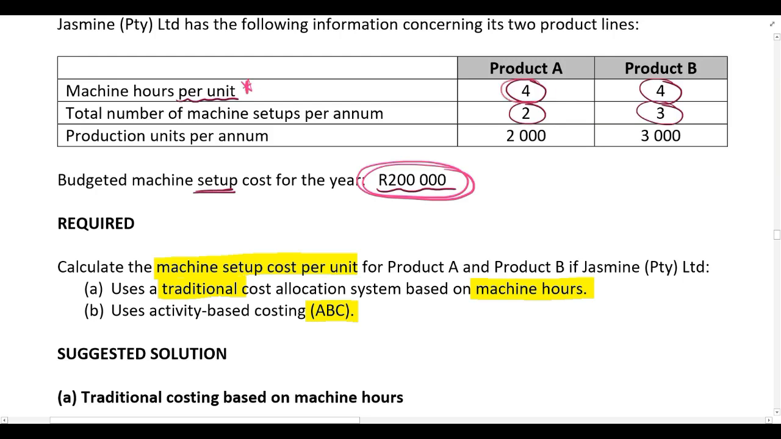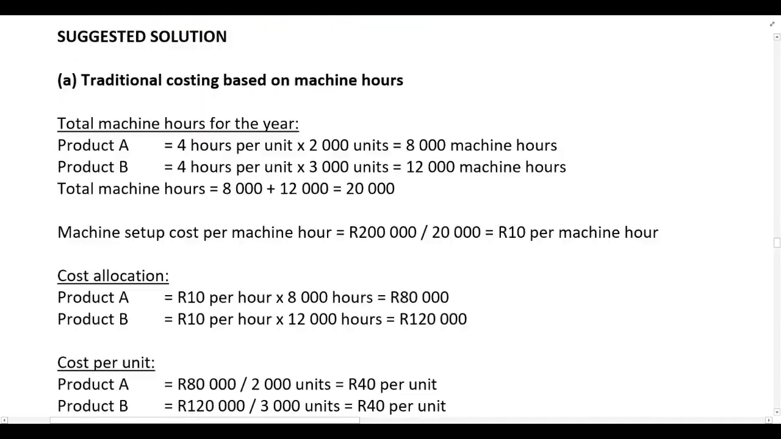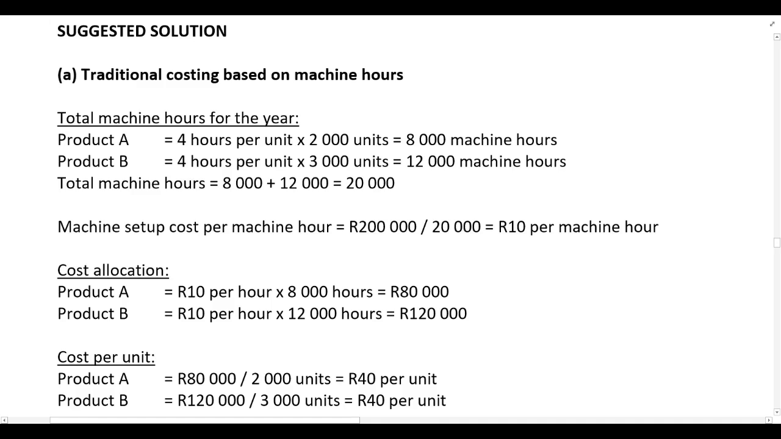So I've got the machine hours per unit. I need to multiply out by the number of units so that I can get the total machine hours for the year. So it gives me a total of 20,000 machine hours for the year. So if I want to work out my absorption rate or my allocation rate, I take my cost of 200,000 Rand, I divide by 20,000 machine hours, and I get a rate of 10 Rand per machine hour. So first we work out that allocation rate.